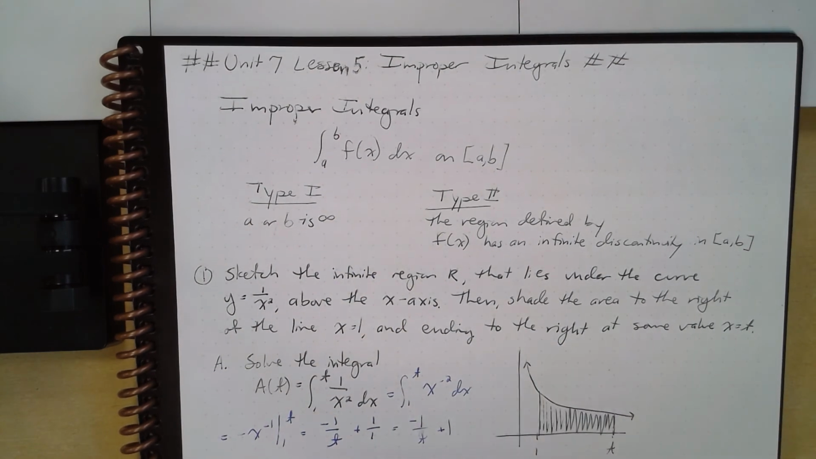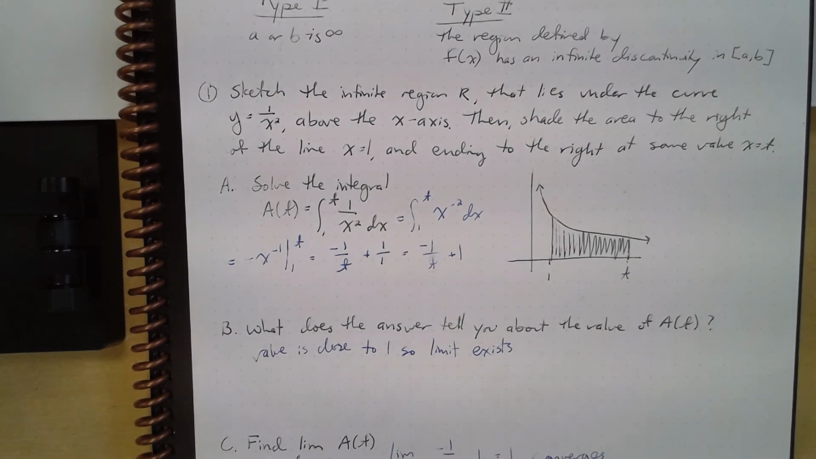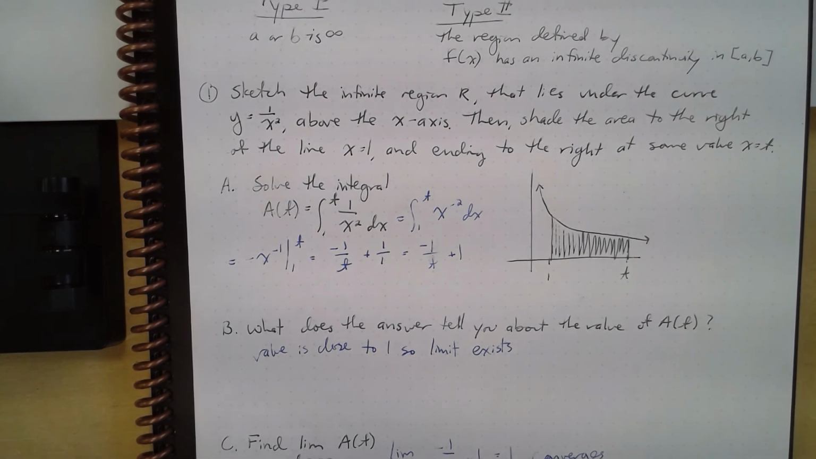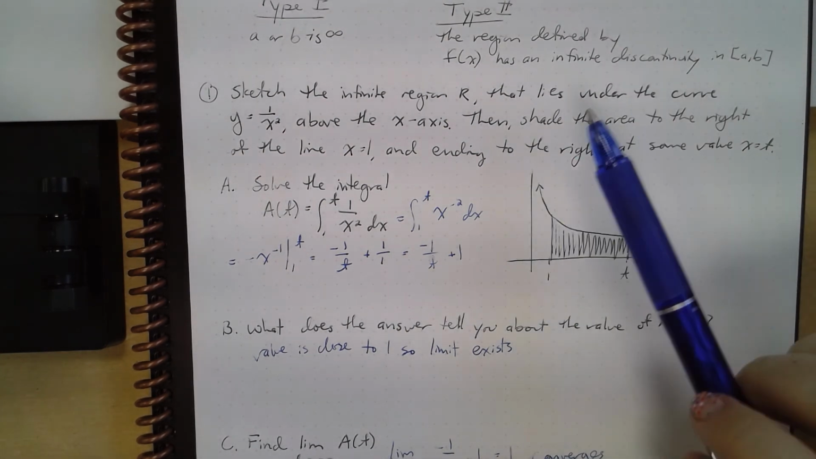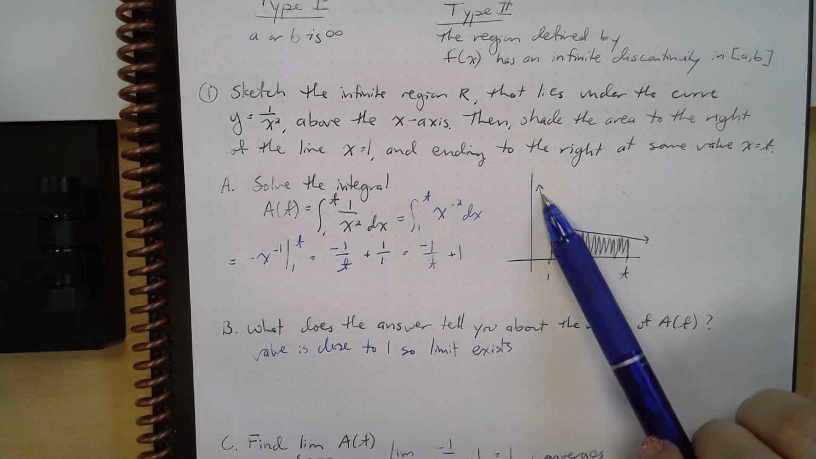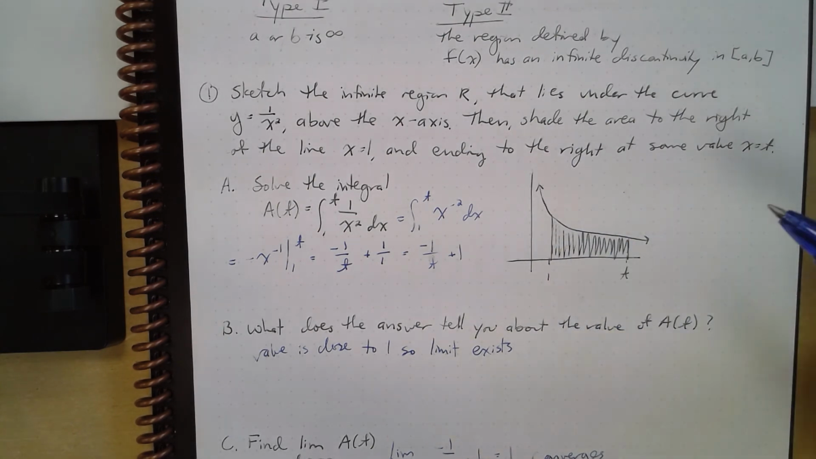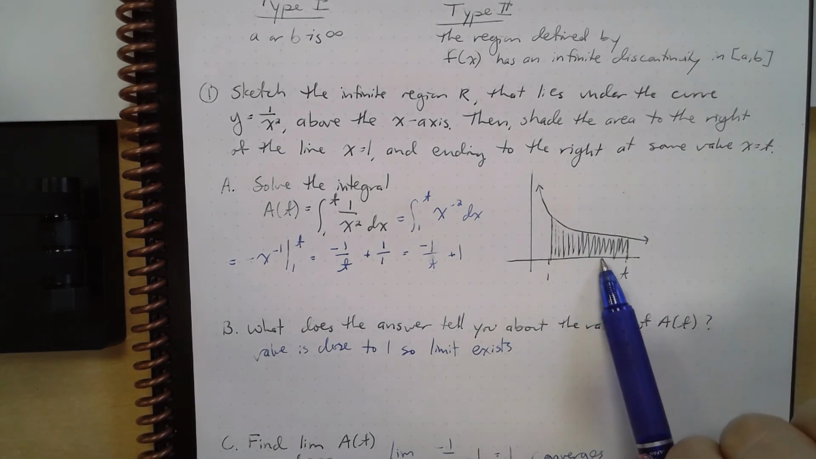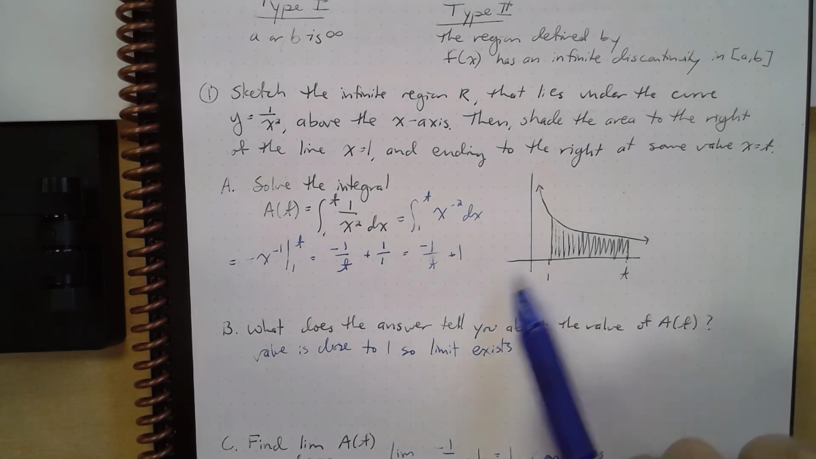So let's go through an example to get our heads wrapped around this, and then we can go through what this actually looks like. We're asked to sketch this infinite region R. We've already done that. It lies under the curve y equals 1 over x squared. That's that line there. Then we shade it. I shaded it to the right, to some t. So I shaded between 1 and t.